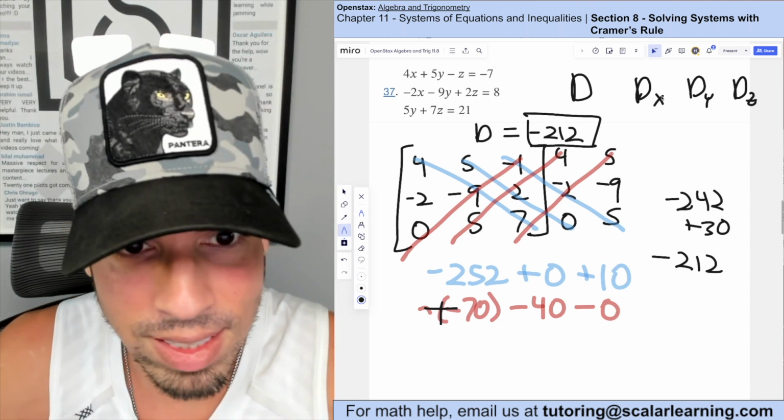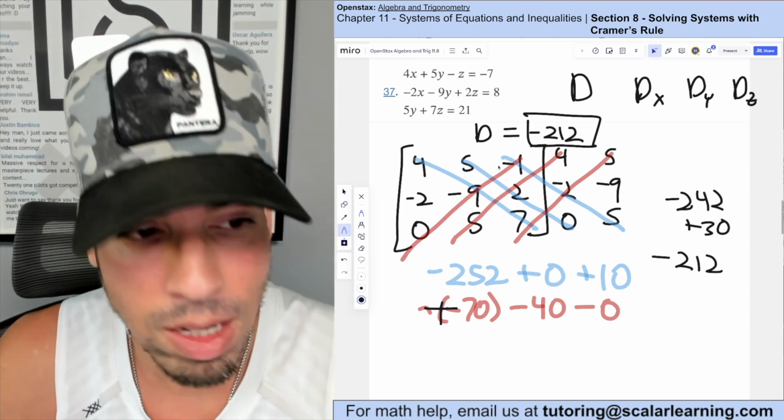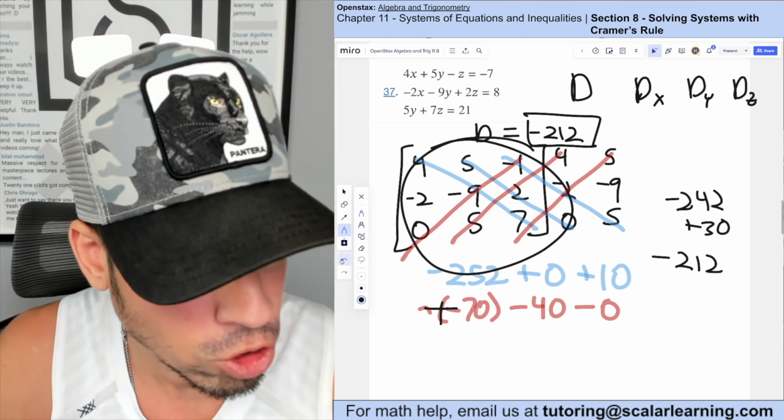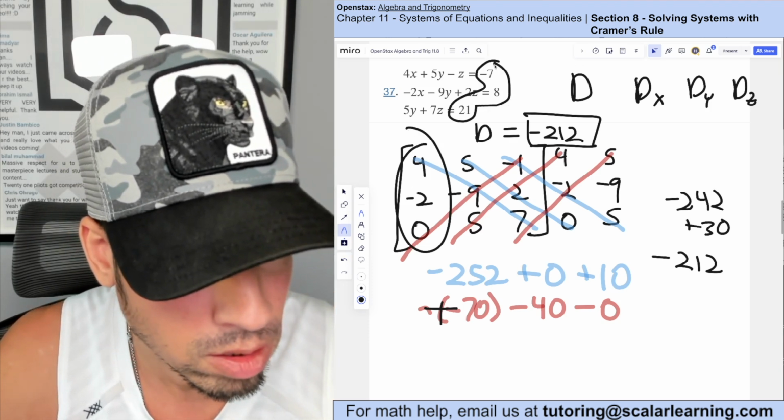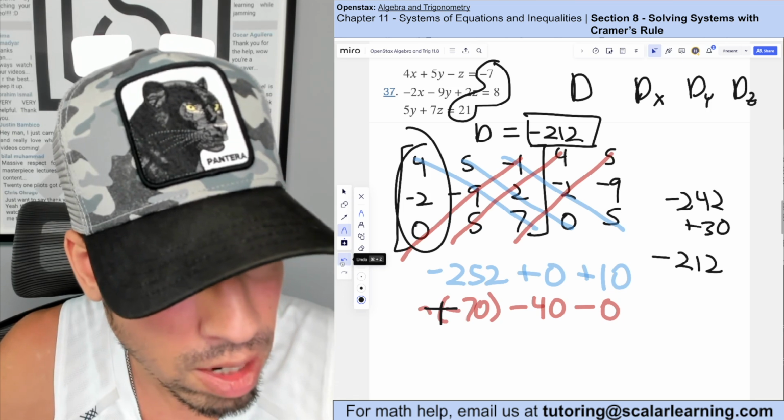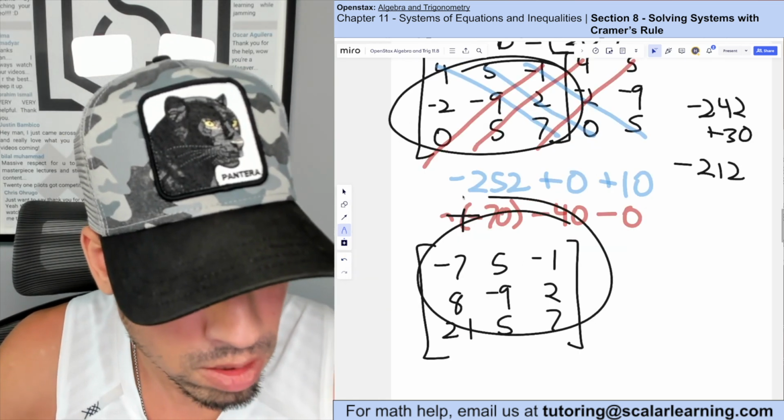All right, so to get dx, what we're going to do is follow that same procedure, but when we write our original matrix, we're going to replace the x column with the constants on the right-hand side. So let's do that now. So you can see this is basically the same as this.